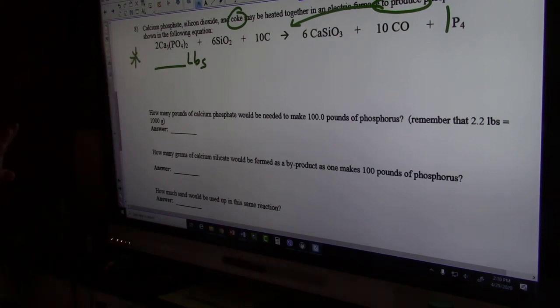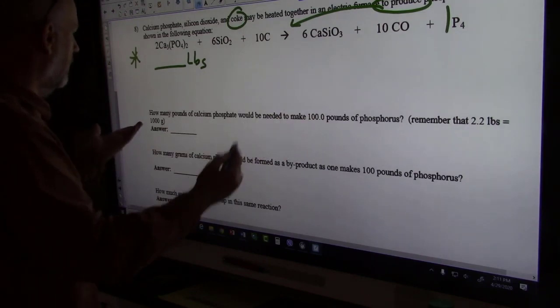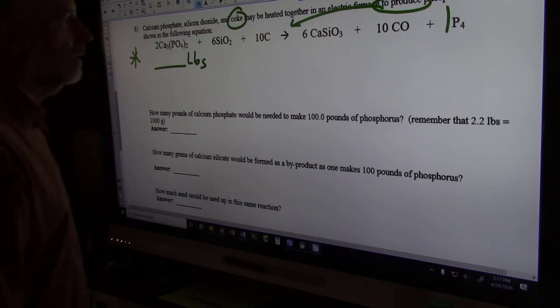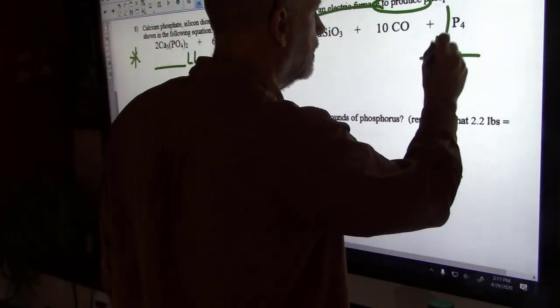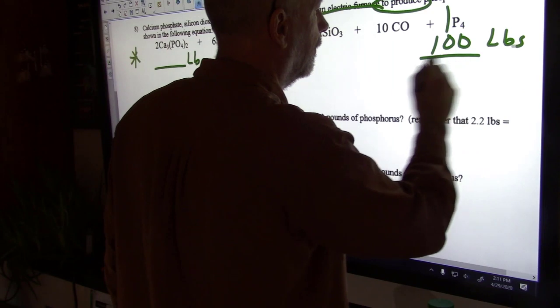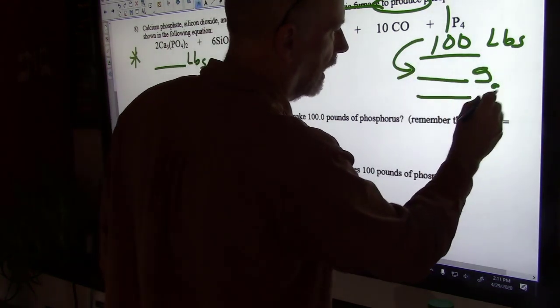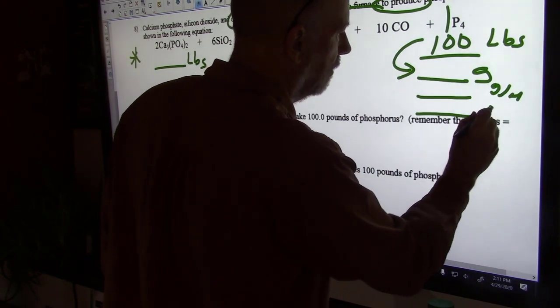I need to do it in the metric system and then switch it to pounds at the end. 454 grams in a pound. 2.2 pounds is the same as 1,000 grams. You can use that. How many pounds of calcium phosphate would be needed to make 100 pounds of phosphorus? All right. So I want to make 100 lbs. Switch it to grams. Use your molar mass, grams per mole. Calculate the moles.